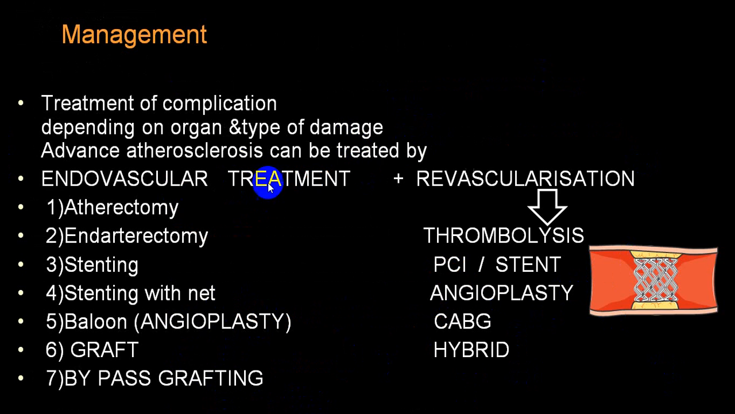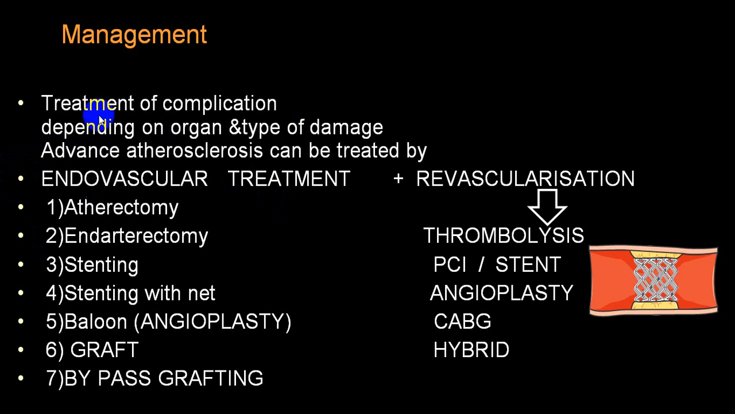For endovascular treatment, there is one thing called as a revascularization. In revascularization, the most important part which is utilized is thrombolysis. By using thrombolytic drugs, it can be added by mechanical, we call as a percutaneous coronary intervention, PCI, where you get angioplasty, that is balloon dilatation, followed by a stent, or you can go for a surgical intervention called CABG, coronary artery bypass graft, or you can have a combination of the two, we call as a hybrid.